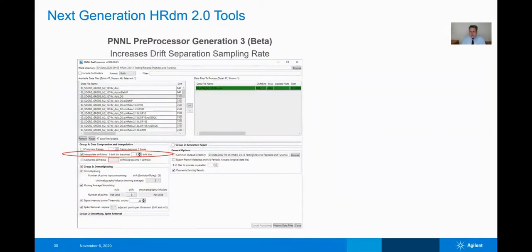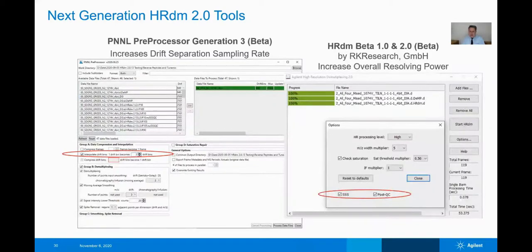Now, this is accomplished in 2 programs. I mentioned the first program achieves a drift interpolation. This is done through the PNL preprocessor. This is work that we continue to do with the Pacific Northwest National Labs and development of these preprocessing routines. And the second is the autocorrelation and demultiplexing and deconvolution that happens through the high resolution demux tool, which you see on the right-hand side here. And this is provided by Richard Knochemuth at RK Research.